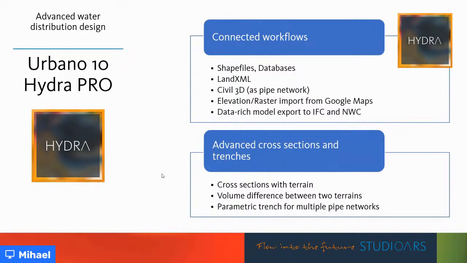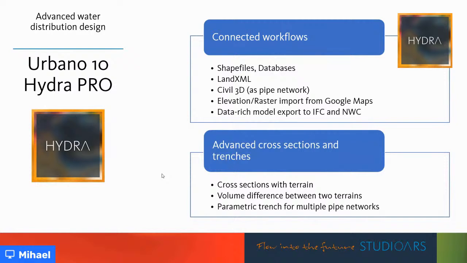Then there's a pro version, and it has two distinct additional features. So one is multiple data import export formats. So to GIS systems, through shapefiles, through databases, LandXML, for example. Then a new addition in version 10, the possibility to import elevation data and raster data from Google Maps, which in some cases can be quite important. So this allows you to start your design even before getting the surveying data, and later on you can just switch terrains.